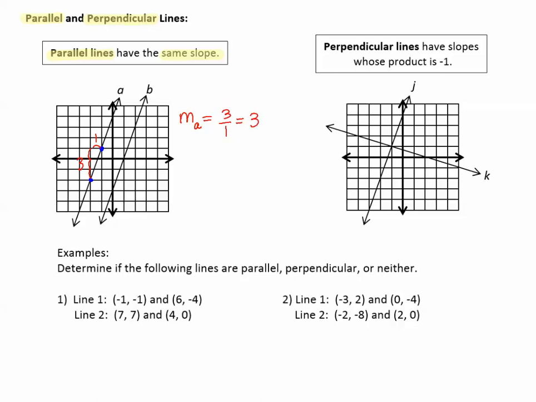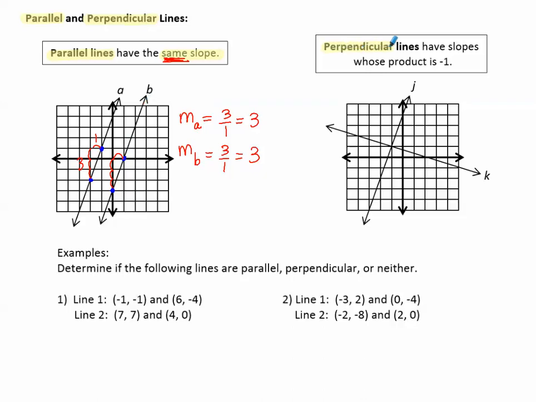The slope of line B, I'm going to first find some integral coordinates here and here, and then 1, 2, 3, and over 1. Again, the slope of line B is 3 over 1, or 3. So we see that these slopes are equal to each other. They are the same. Therefore, I know these lines are parallel.